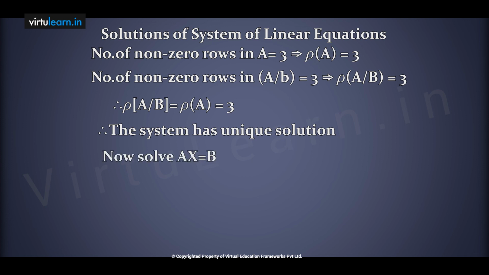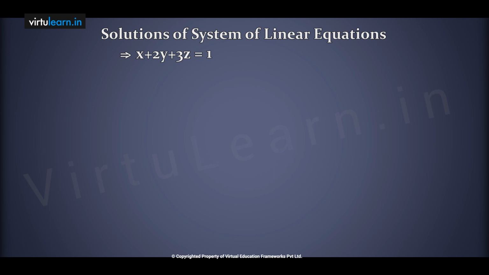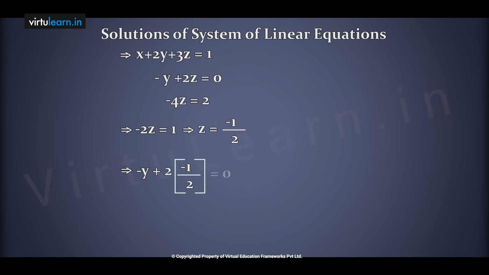Now solve this system. From the last echelon form matrix [1 2 3; 0 -1 2; 0 0 -4] times [x y z] equals [1 0 2]. Then multiplying out: x + 2y + 3z = 1, -y + 2z = 0, -4z = 2. Then -4z = 2 means z = -1/2. Next, substitute z = -1/2 in the above equation: -y + 2(-1/2) = 0, -y - 1 = 0, -y = 1. This implies y = -1.